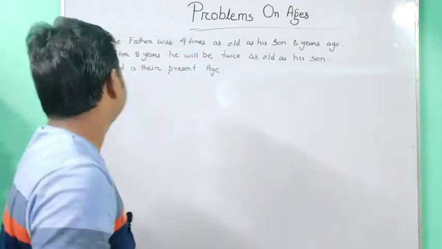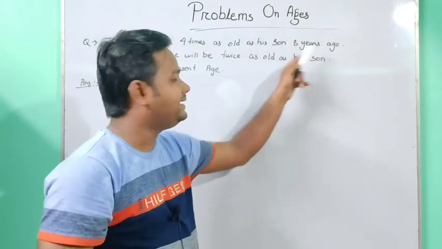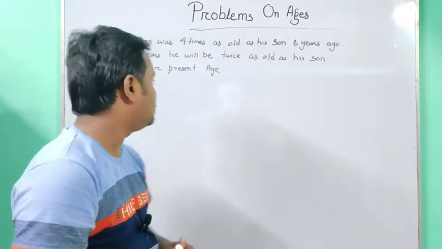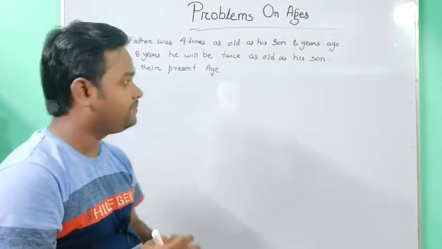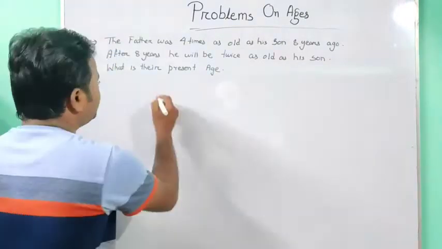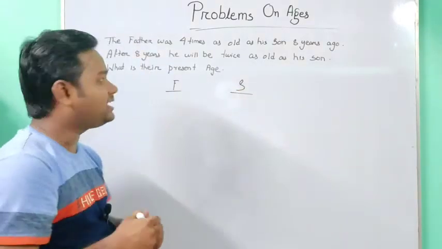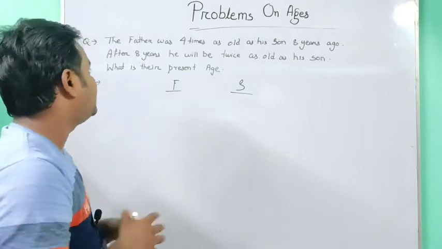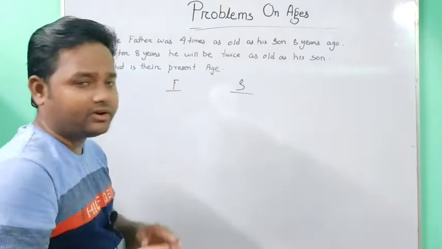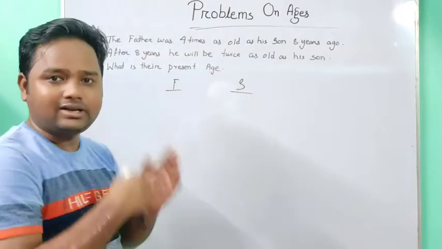Now the next question is, the father was 4 times as old as his son 8 years ago. After 8 years, he will be twice as old as his son. Now what are their ages? In this question, father and son, 2 persons, are given. Person 1 is the father and person 2 is his son. Three types of time are given: the present age, the age after 8 years and the age before 8 years. 8 years ago means 8 years before, and after 8 years means 8 years hence.